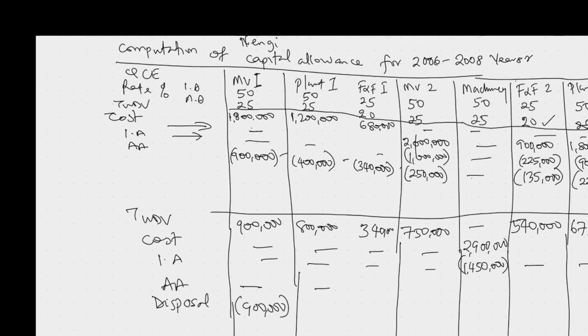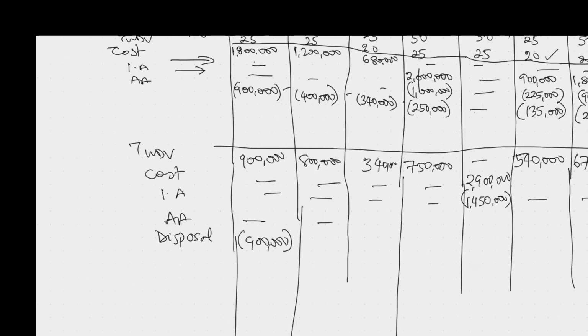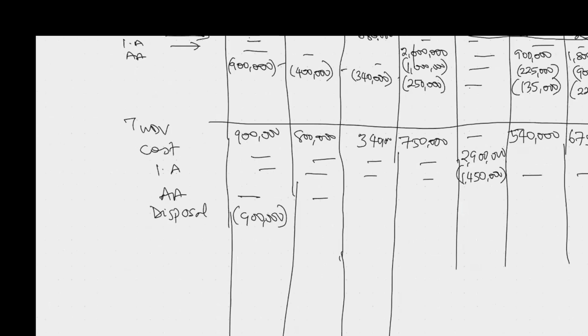One quarter of it was disposed. So the meaning of that is that 1/4 of 340 is what? 85,000 was disposed. The balance will be annual allowance.